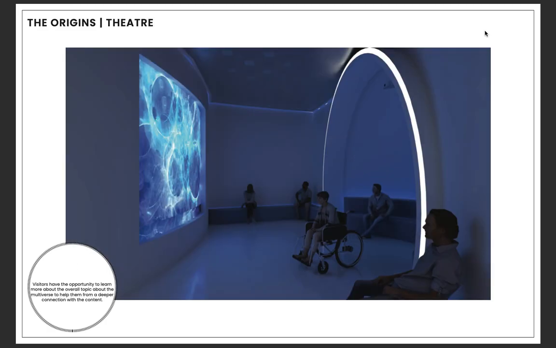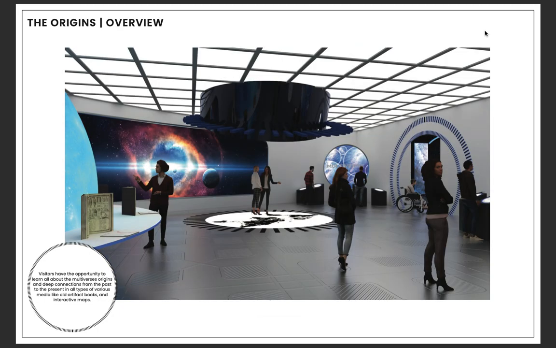Before they enter the Origins section, there is the Origins Theater, where visitors have a chance to learn more about the Multiverse. They get to watch a PBS video about the Multiverse, and they get to understand fully what the Multiverse is so they can have more of a personal connection as they go through the space. Once they enter the Origins, they get to see an overview of everything in this space, which includes artifacts from the ancient worlds, RFID stations where they'll be answering questions, and an interactive map.